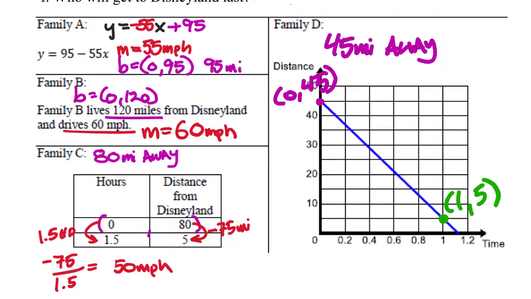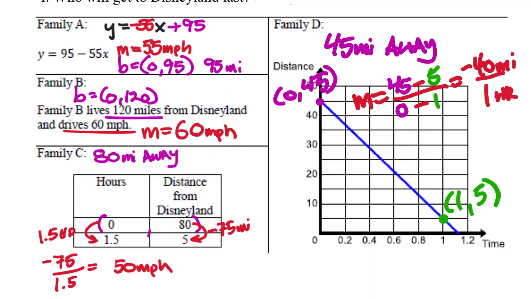Okay, so to find the slope on this one, we're going to use the slope formula. And we got the ordered pair 0, 45 and the ordered pair 1, 5. So this would give us the rate of change. That looks like it's negative 40 to 1. That's 40 miles per hour. So they're traveling at 40 miles per hour.